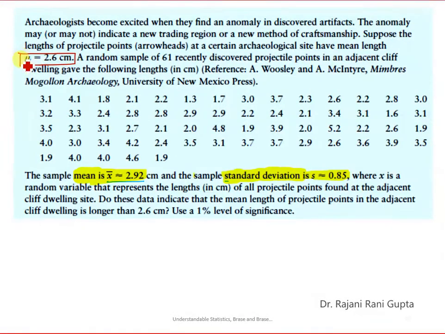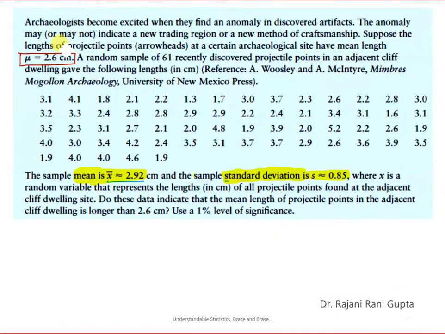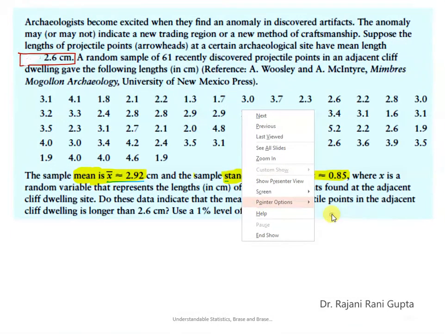See, it's not necessary that it is always given with the symbol mu. Sometimes it's not given that mu equal to this. It may be given that they have the mean length 2.6 centimeter. Then it's understood that it is mu.